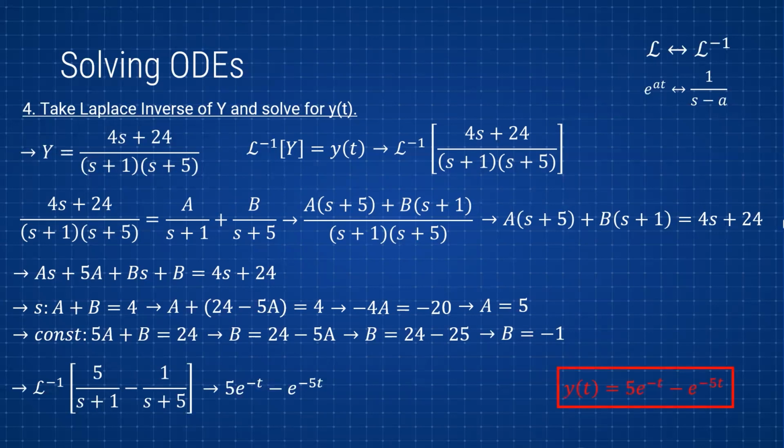So this is my final answer. The solution to this differential equation is y of t equals 5e to the negative t minus e to the negative 5t. If you want to check it, you can solve it with any other method that we have used before, like undetermined coefficients. Use that one and you will find out that this is actually the same answer.